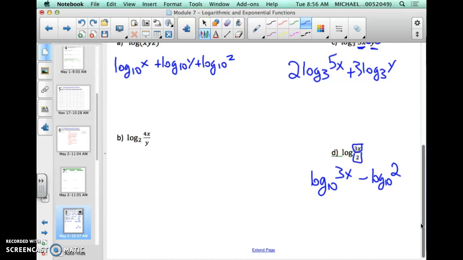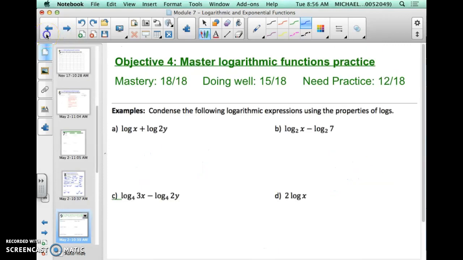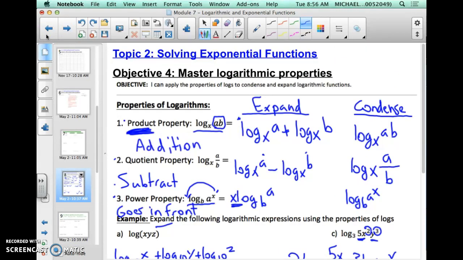All right, so at this point, please pause the video and try example B on your own. So at this point, you should have paused the video. I have a log base 2 of 4x divided by y, and so I know that I'm going to have 2 logarithms: log base 2 of the numerator, subtracting log base 2 of the denominator, and I am done.